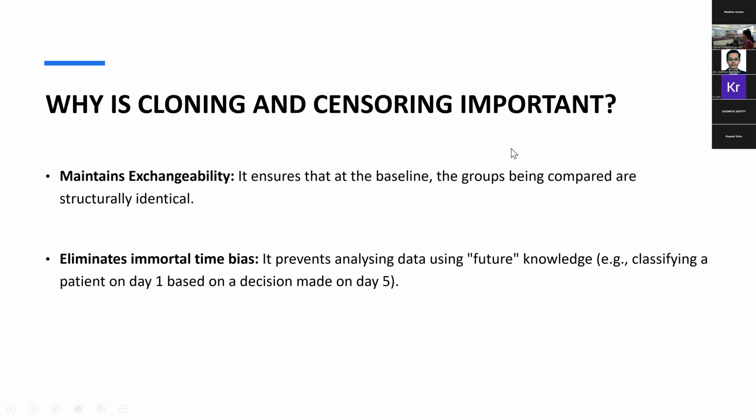So why are cloning and censoring important? It maintains exchangeability and ensures that at baseline, the groups being compared are structurally identical. It eliminates immortal time bias, which means I am not analyzing data using future knowledge as to whether they are going to take a short course or long course. Every person has an equal chance of getting into short course or long course. There are 2 clones for every person.